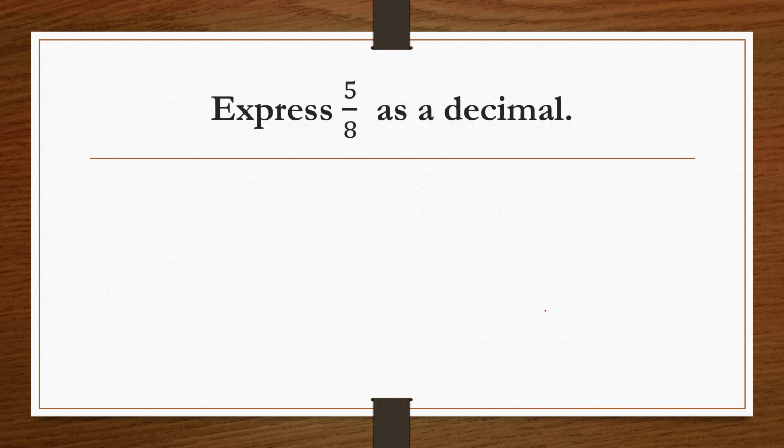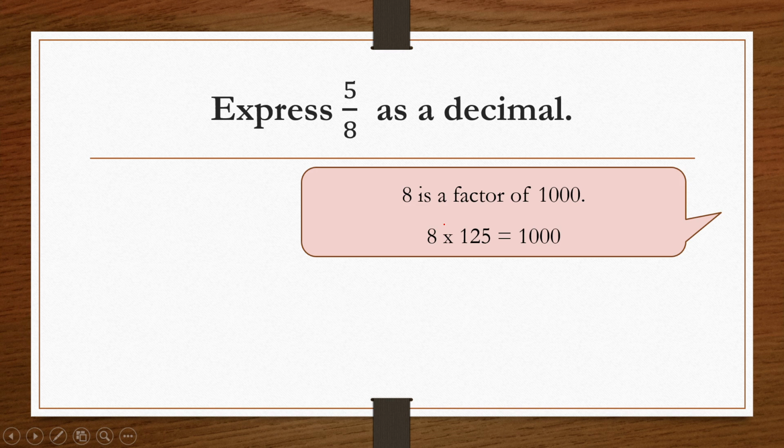5/8 is a little bit special in that it doesn't look as straightforward as the previous numbers, because 8 is a factor of 1000, but the number that we are multiplying it by is not that common. It's actually 125. This is something that you have to remember when converting fractions with denominator 8 to 1000. So in this case, 5/8, we multiply both the numerator and denominator by 125. If you work it out, you get 625 over 1000.